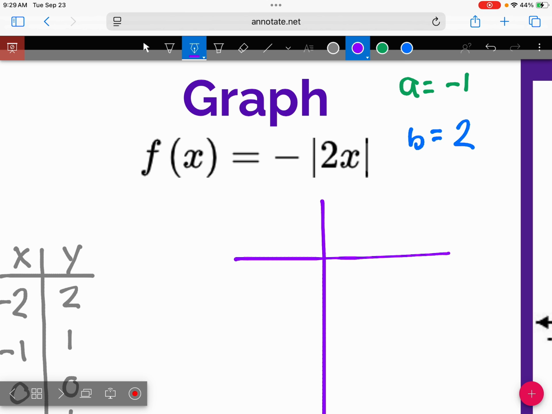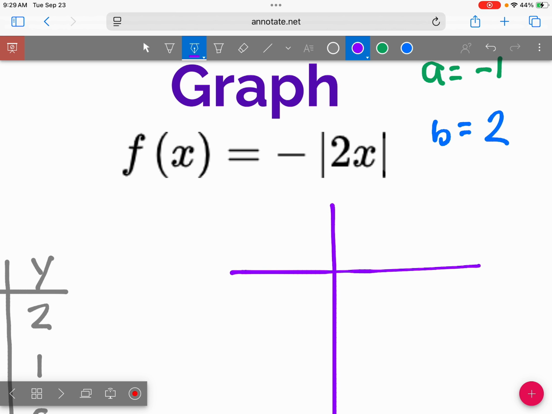Say that again? Does the y's are negative equals y? Yep, because that A being negative, that's going to give us our reflection over the x-axis. So we're going to want to flip it upside down. So we know we're going to take our y's times that -1. That's our y times A plus K. But there's no K, so it's not adding anything.